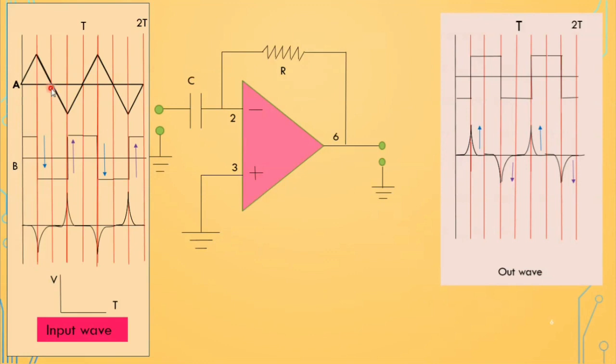Suppose here this is the triangular wave, this is the square wave, this is the Dirac delta wave. So what will happen in differentiation? Suppose we have the triangular wave; in differentiation we will get the square wave in this way, and differentiation of this square wave will give us this Dirac delta wave. But here, suppose we have been given the triangular wave, we will get the differentiation in this way.